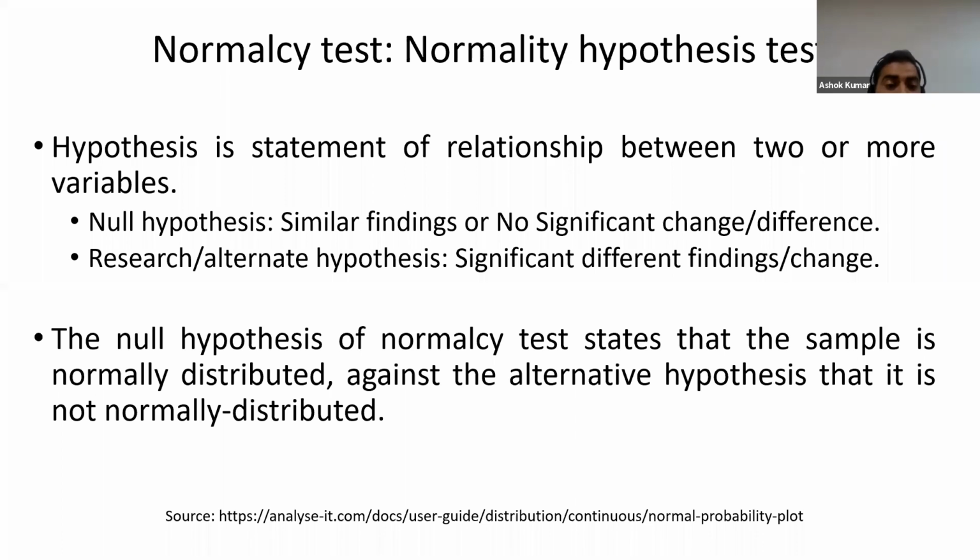So we don't want to reject the null hypothesis against the alternative hypothesis that the data is not normally distributed. So in a normalcy test, we favor the null hypothesis. In other conditions, we favor the alternate hypothesis. We want the alternate hypothesis.